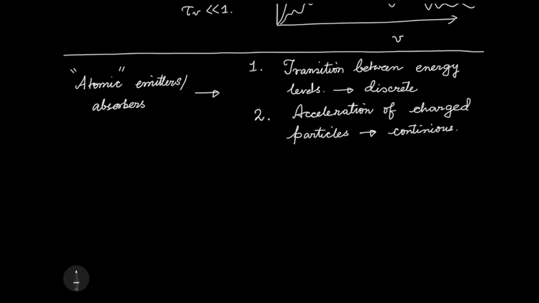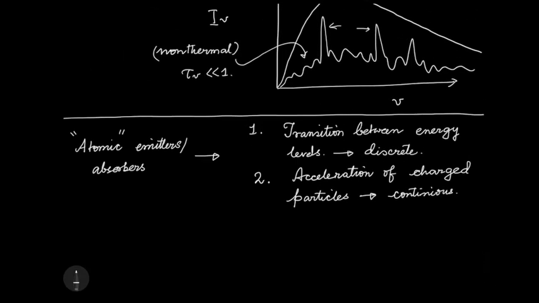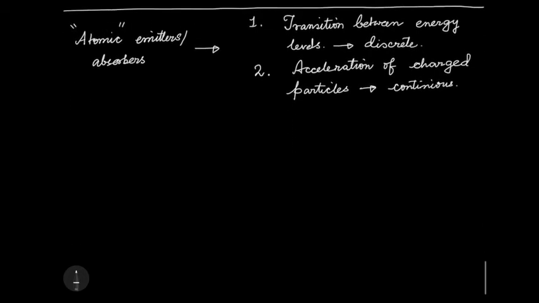So if the energy levels are discrete, it will only peak at a certain frequency. The intensity will be there only at a certain frequency. Other frequency, it will not be there. In case of the acceleration of charged particles, it's more like a continuous spectra that you will get. So acceleration of charged particles will give you this baseline continuous spectra that you see here, and atomic transitions or transition between energy levels will give you these peaks.